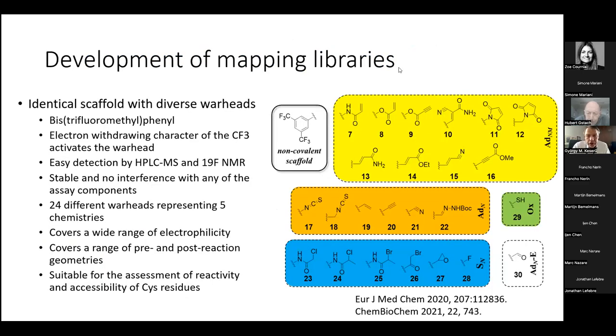So let me show you first the development of mapping libraries that are useful to identify suitable protein nucleophiles in the vicinity of allosteric or even orthosteric binding sites. At the very beginning of our work, we were pretty much interested in cysteine residues, and therefore we developed a cysteine mapping library.